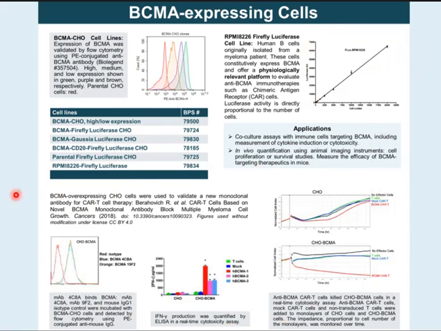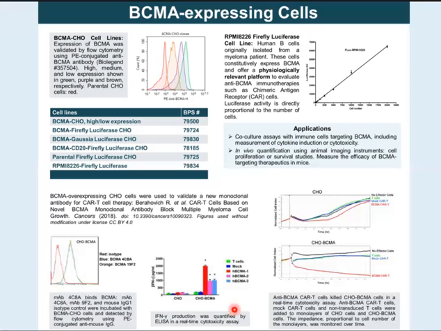The experiments shown on the lower portion of the panel demonstrate how Biryukovich et al. used our BCMA CHO cells to validate a new monoclonal antibody for CAR T-cell development. This study was published in Cancers. Several antibodies were tested against the BCMA CHO cells using flow cytometry shown here. Then the authors measured interferon production by the CAR T cells co-cultured with CHO cells or with CHO BCMA cells.